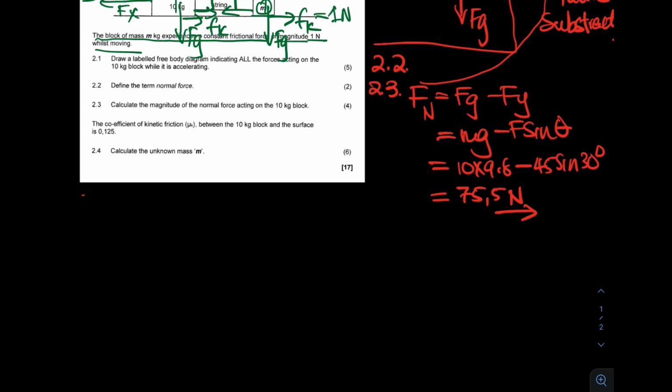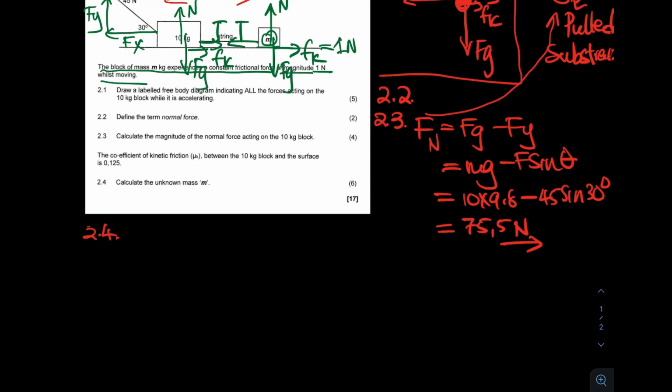Before we go to 2.4, there's a statement there that says the coefficient of kinetic friction, which is mu k, between the 10 kg and the surface, is 0.25. That's the coefficient, guys, which we call mu k. We're given it there. So the mu k of the surface here is 0.125. It says calculate the mass m. We'll also use the simultaneous equation.